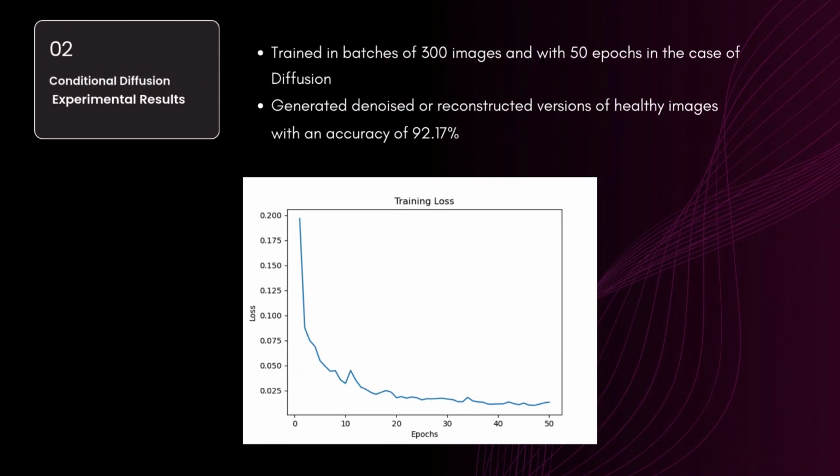After training, here's what we have achieved. The results showed an impressive accuracy of 92.17%, demonstrating the model's capability to generate reconstructed images from noisy inputs. The loss curve shown here highlights consistent improvement over training, with the loss steadily decreasing across epochs.